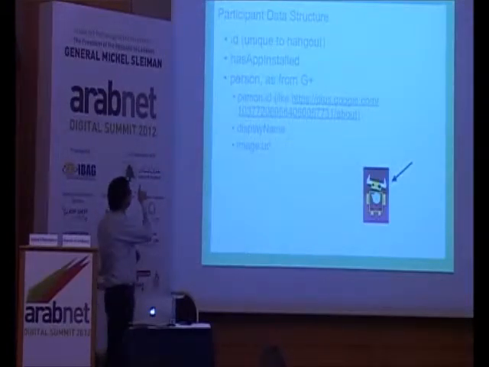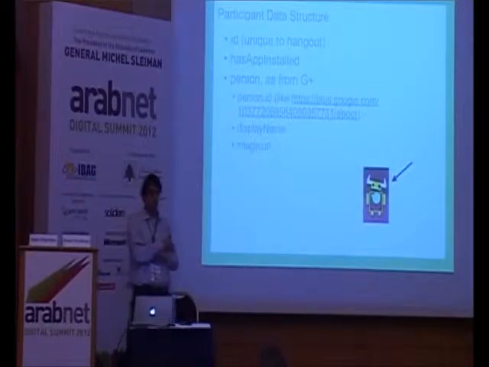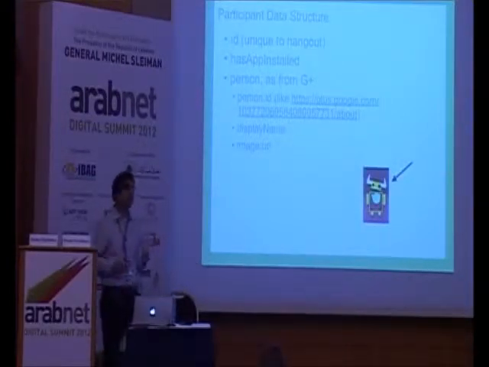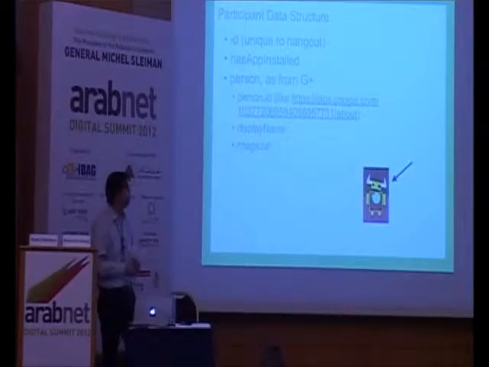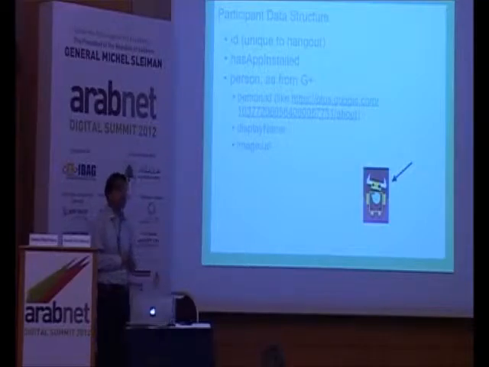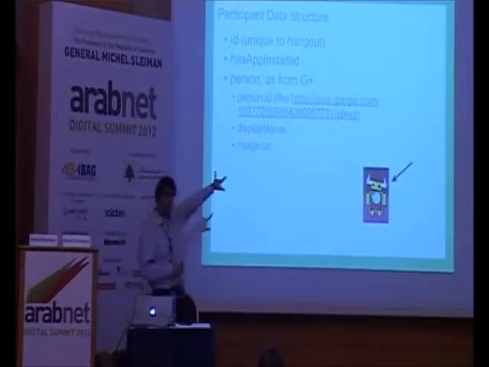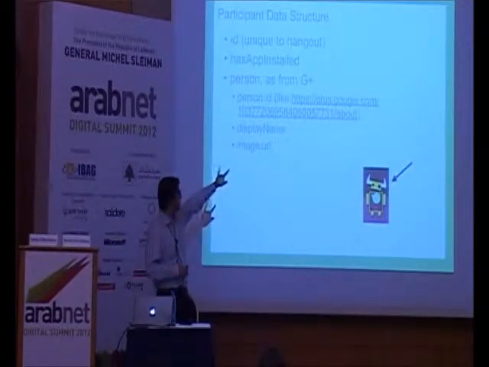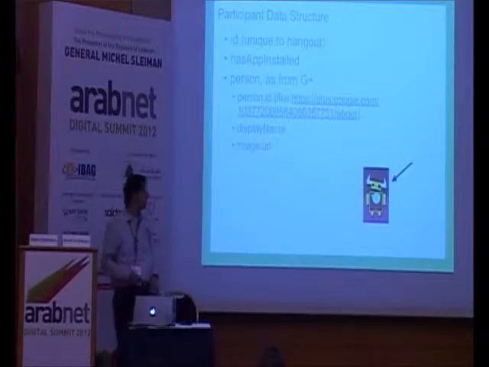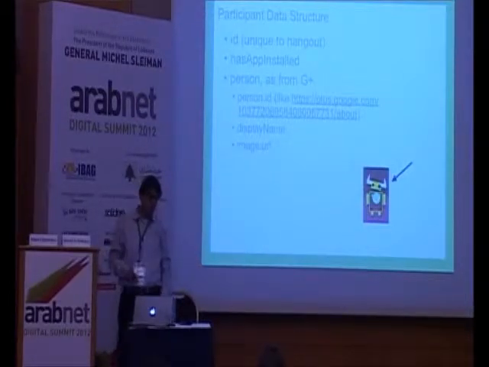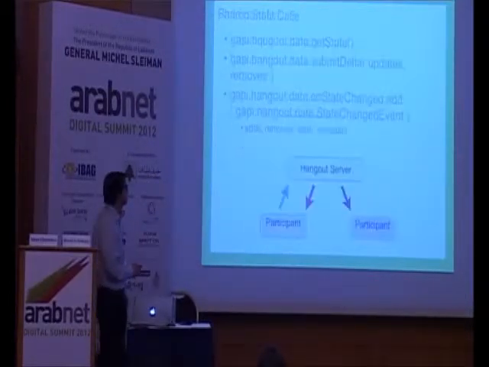And the participant data structure, as I said, has the ID, which is unique to the Hangout, so it's not shared among different Hangouts. If you need to index it within your server, you could do that. It also has a Boolean that shows you whether the person has the app installed. And it shows you the person ID from the URL that I mentioned, the Google Plus ID, display name, image URL, all the other information. And it also shows you the avatar for that user.